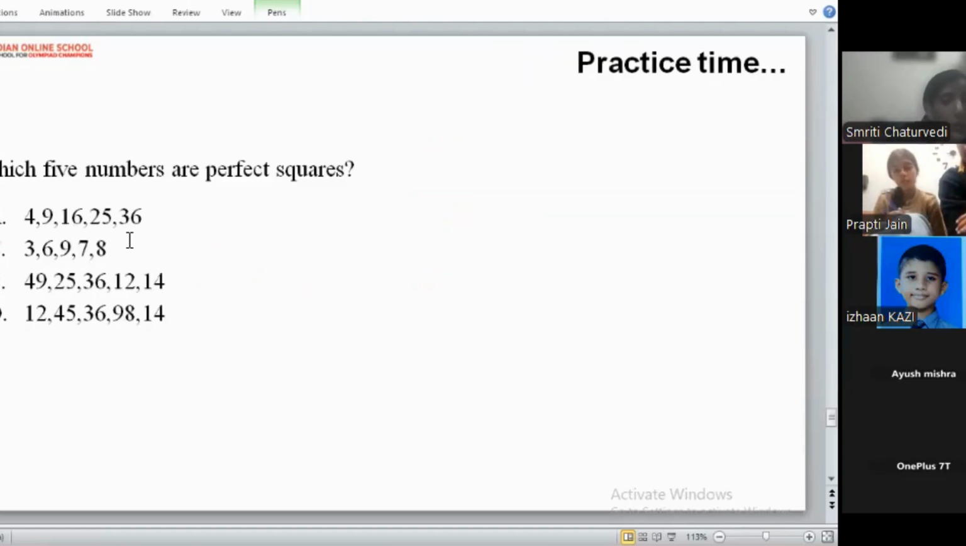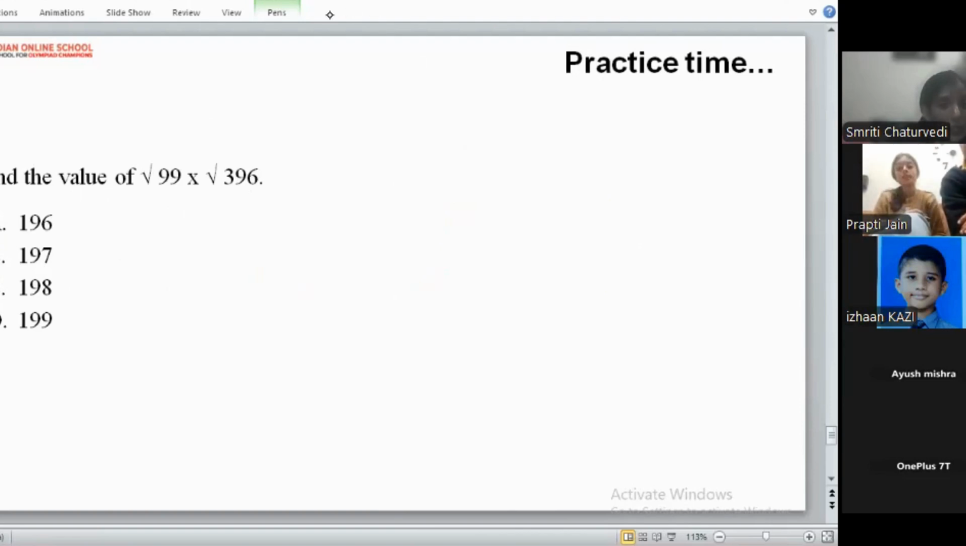Okay, now we are moving to the next question. Which 5 numbers are the perfect square? Very easy question. Ma'am, A. Option A, because all the numbers in option A are the perfect square numbers. Yes, very good. One more question.